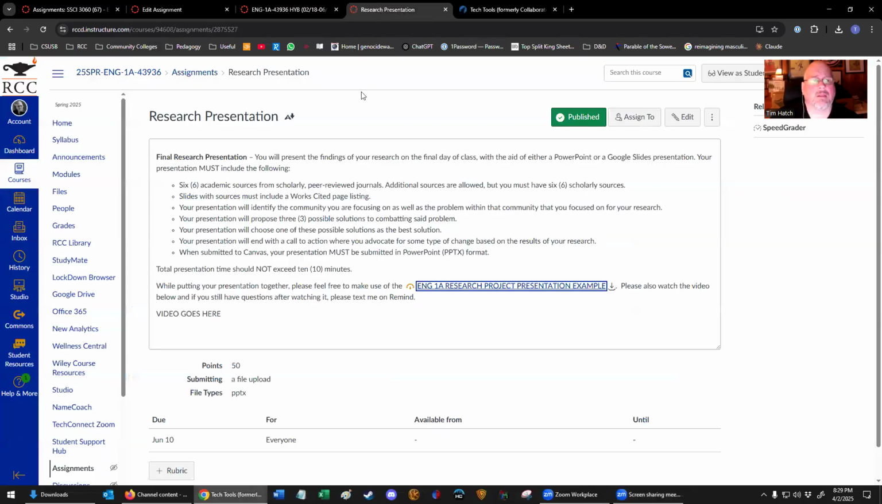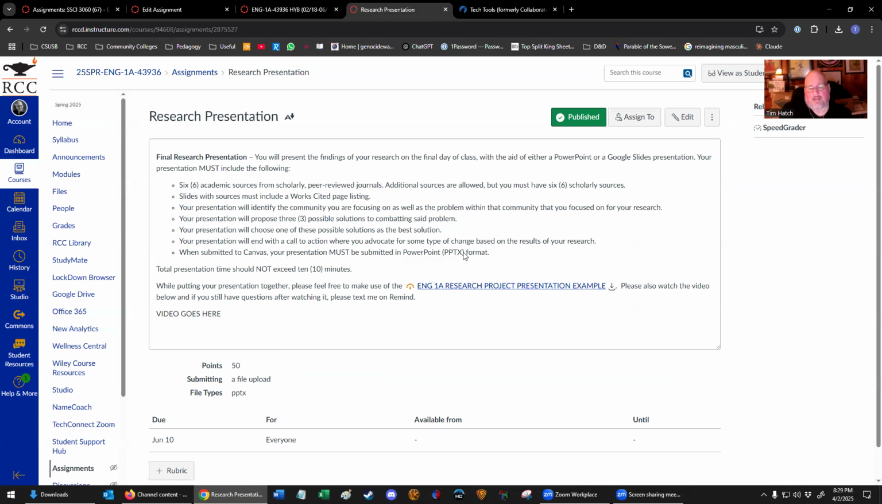I am going to talk real quick about the research presentation. We don't need to be looking at that. This is the assignment for the research presentation. So basically, as said in the prompt video, you're going to be giving a 5 to 10 minute, 10-minute tops presentation on the research you do for the research paper. The final, again, is this presentation.